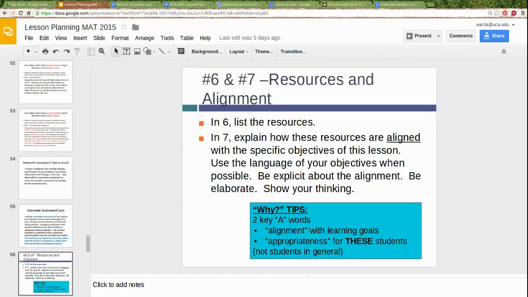Whenever you're answering a why or how question, there are always 2 key words that you can think about. How are my choices aligned with my learning goals? And how are my choices appropriate for these students? Not students in general, but these students. For example, I might have a couple of resources I've specifically chosen because these kids are 9th graders, and I think these resources will really match their interest, and it'll align well with the content, and so they're very appropriate for these students.